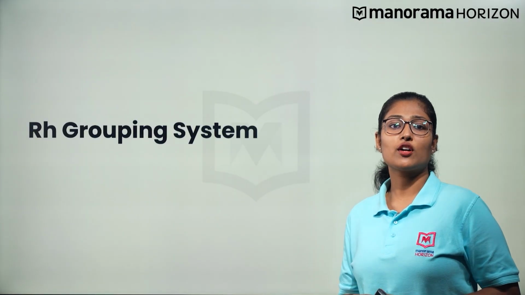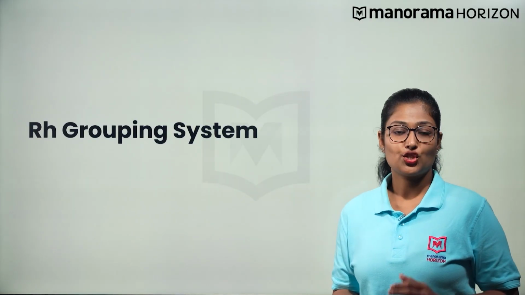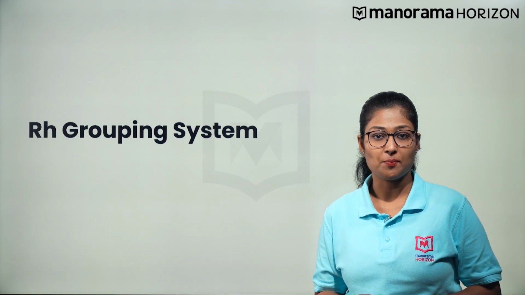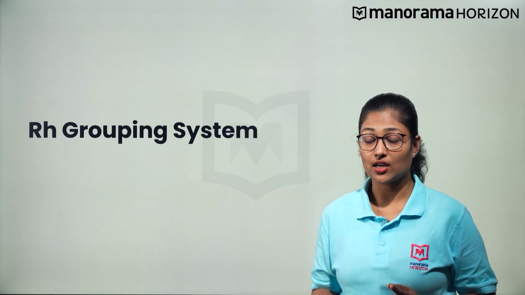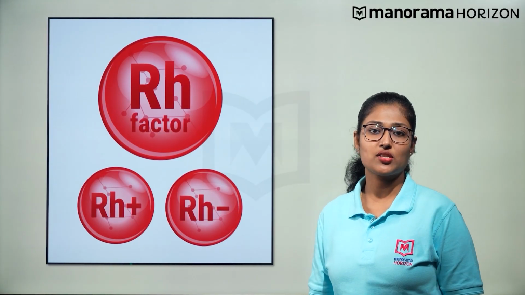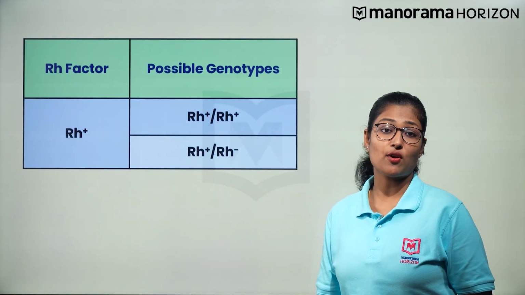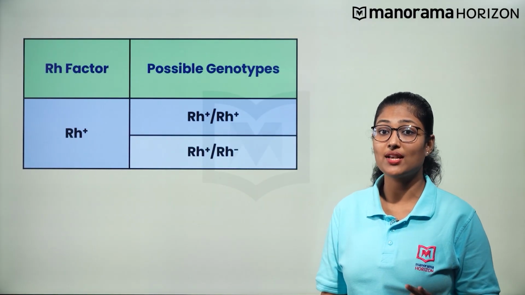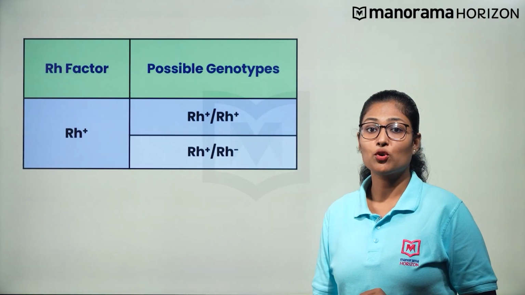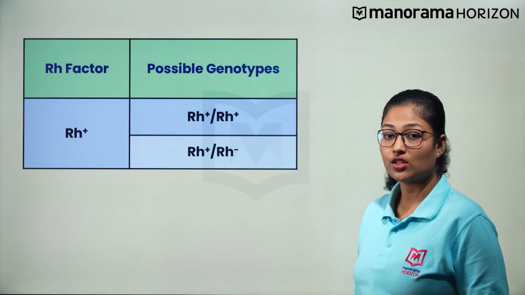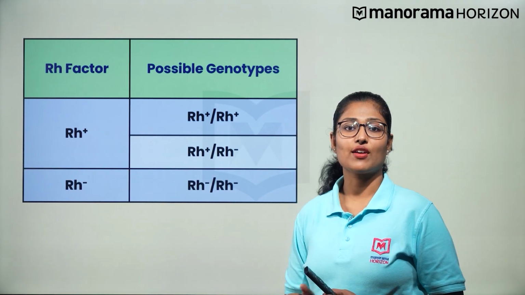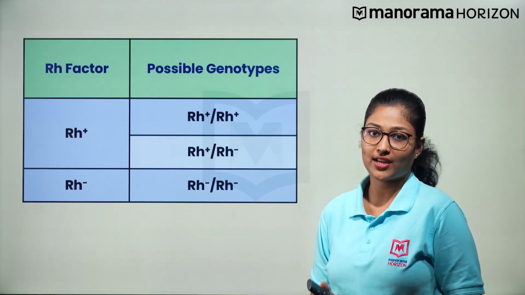Let us now try to focus on the Rh grouping system. The genetic information of Rh factors is also inherited from biological parents. There are two different alleles for the Rh factor known as Rh positive and Rh negative. So how will we represent them? Individuals who are Rh positive have at least one Rh plus allele, or Rh positive allele, but could have two. Their genotype could be either Rh positive, Rh positive, or Rh positive, Rh negative. Individuals with Rh negative have a genotype of Rh negative, Rh negative.